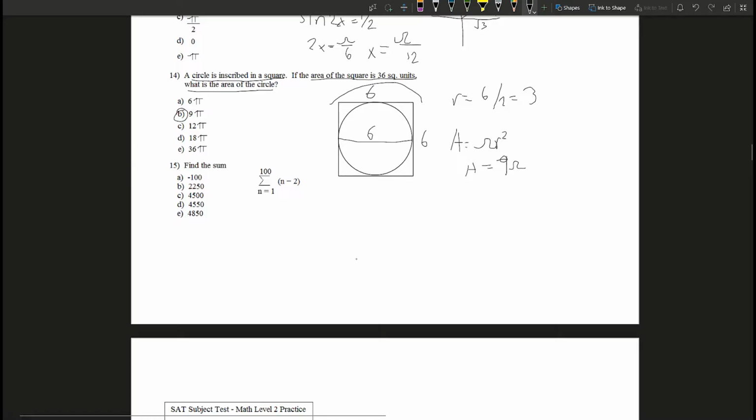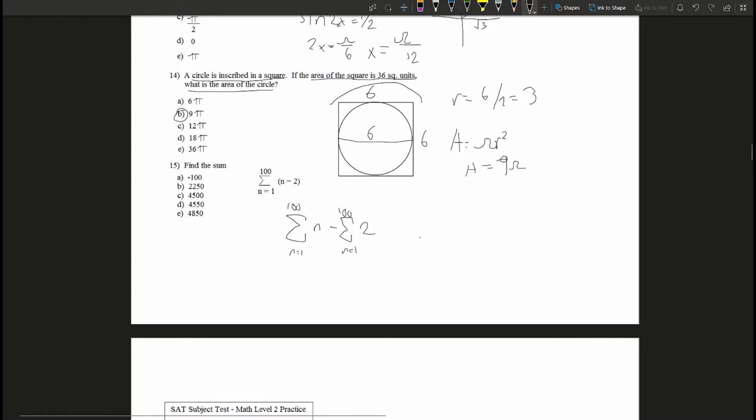Okay, so this question is asking us to find the sum that's expressed right here. So what we want to do first is rewrite it as, and I'll just draw it out here, the sum from n equals 1 to 100 of n, and then minus the sum from n equals 1 to 2.